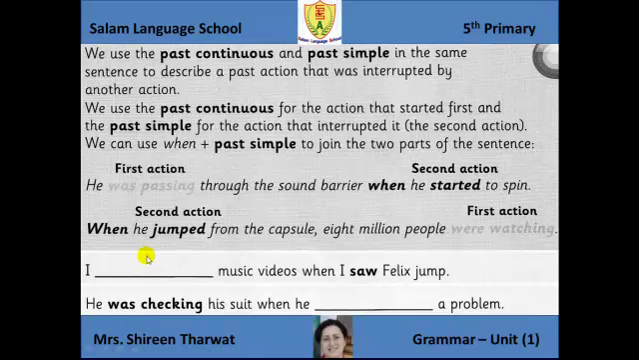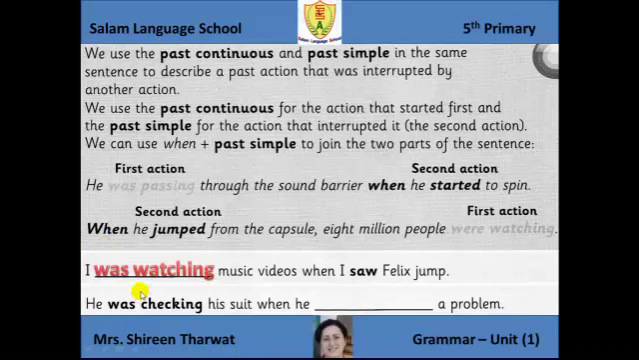For example, I watched music videos when I saw Felix jump. The second action here, I saw Felix jump. So I must put here a verb in the past continuous, such as was watching. I was watching music videos when I saw Felix jump. So the first action here, I was watching music videos. And the second action, I saw Felix jump. The second action interrupted the first action.